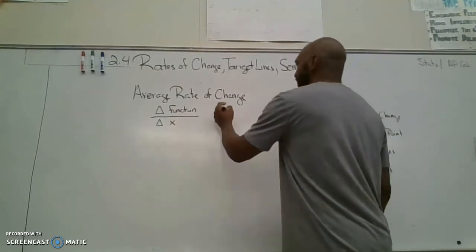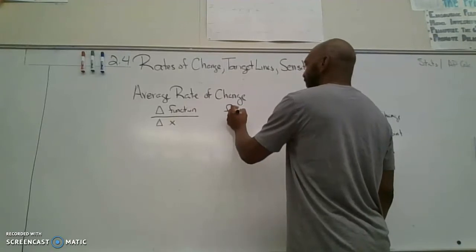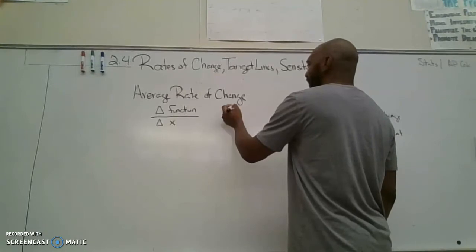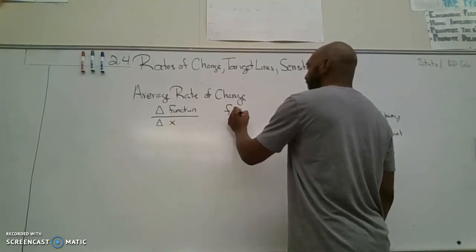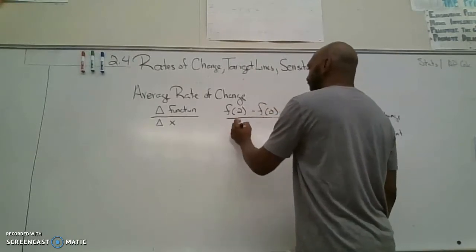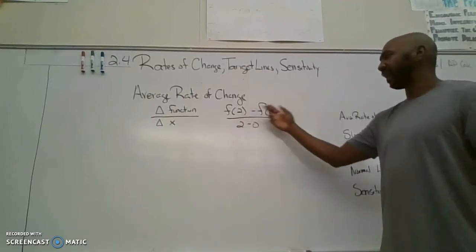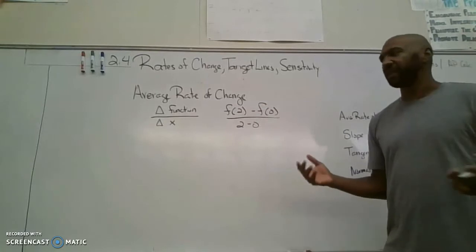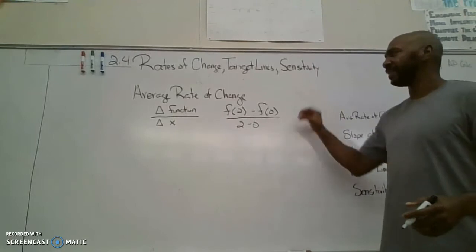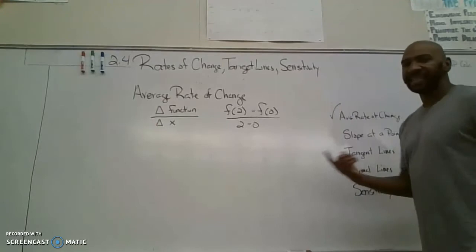So this kind of translates to f of the last point minus f of the first point, like when we do slope, so we'll do f of 2 minus f of 0, over 2 minus 0. So this gives me my change in the function values over that time limit. So that's average rate of change. It doesn't tell me how it's moved during that time. Check off number 1. Done.